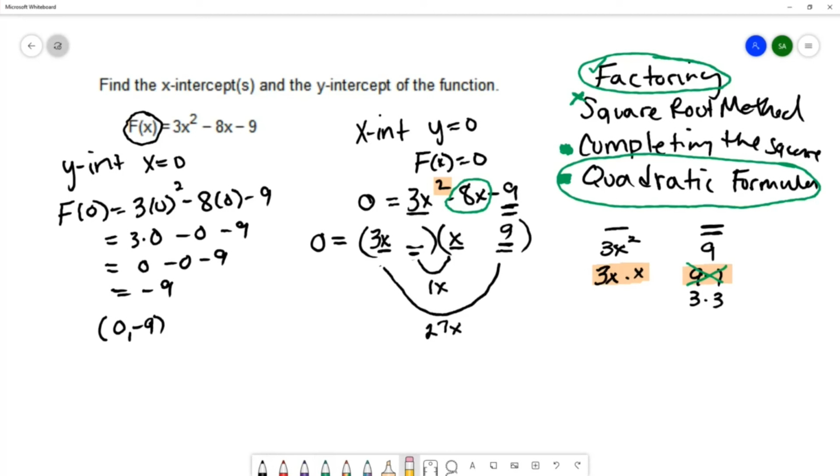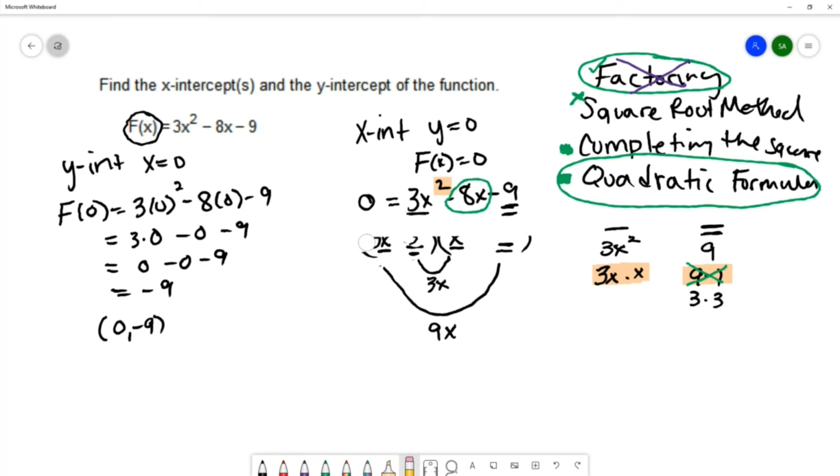So let's try 3 and 3. If I put a 3 and 3, we get 3x when we multiply the inside and 9x when we multiply the outside. 3 and 9 will not add or subtract to be a negative 8. So this doesn't work. Then we can switch them, but you'll notice if we switch them, it's the same thing again. So what we've concluded now is that this quadratic is not factorable. So I have to move on to one of these more complicated methods. And like I said, I'm going to use the quadratic formula.